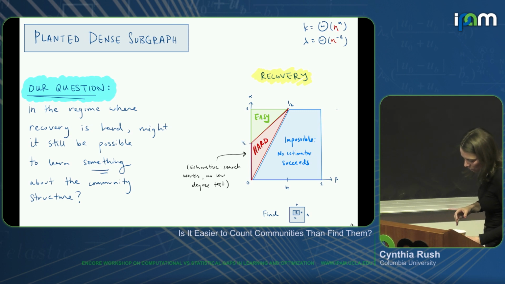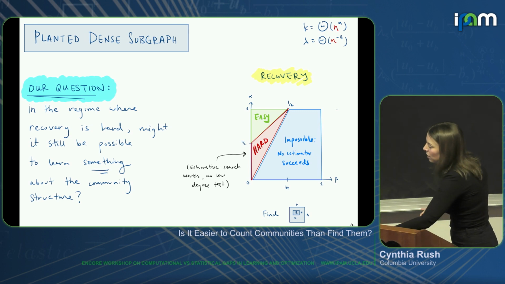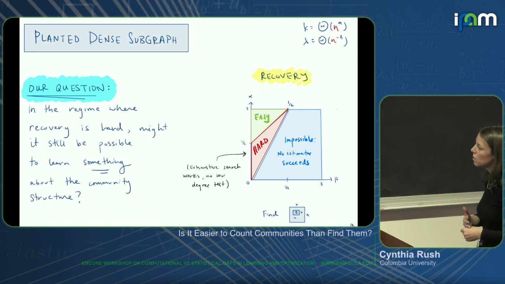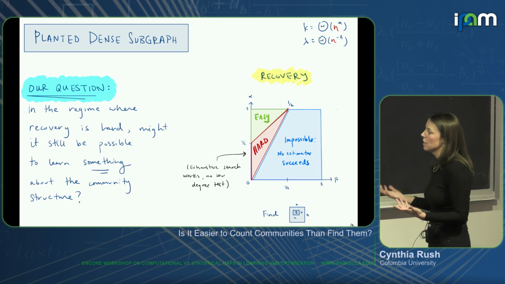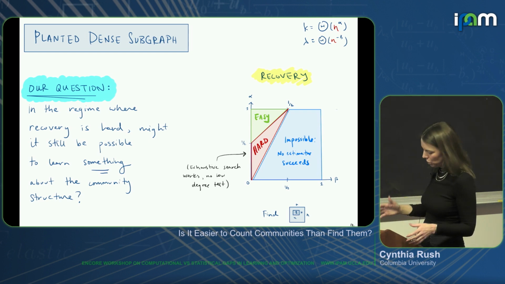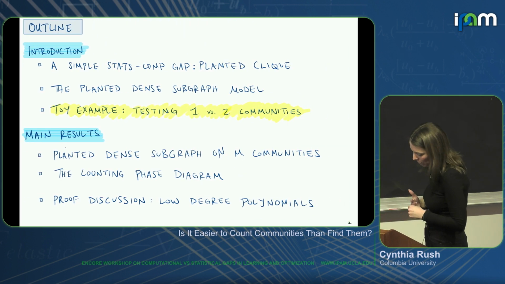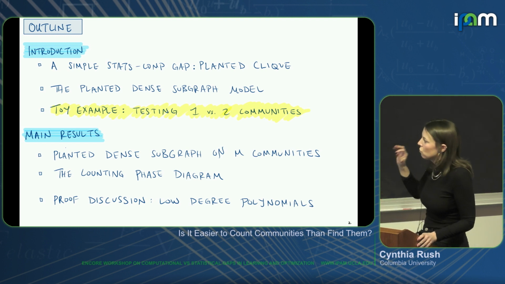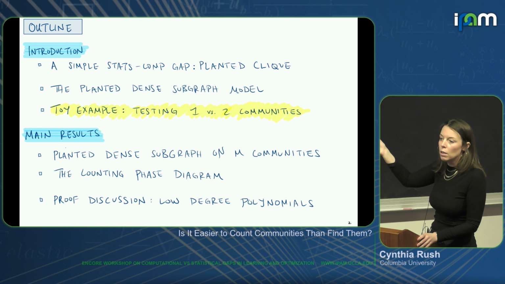Okay, so our question is the following. In this regime where recovery is hard, but detection is easy, might it still be possible to learn something about the community structure? And this is what we tried to formalize. So what I'll do is show a toy example. I think it's the easiest version to understand. You'll get to see our results informally, and then I'll state them in all their mathematical glory.